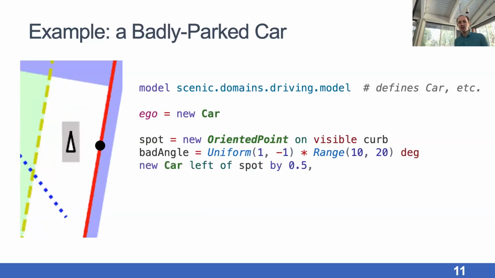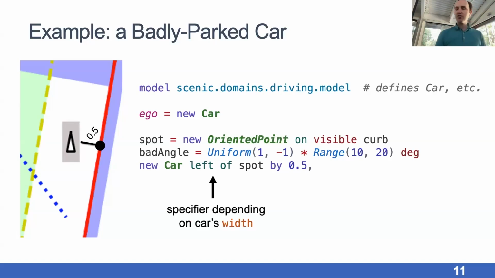And now to actually create the car, I'm going to use a couple of different specifiers for that. So first I'm going to say, create the car left of this spot by 1/2. And notice here, we don't want the center of the car to be 1/2 meter to the left. It should be the right edge of the car is 1/2 meter over. So depending on how wide the car is, we would have to position it at different places. The left of specifier that we're seeing here takes that into account automatically.